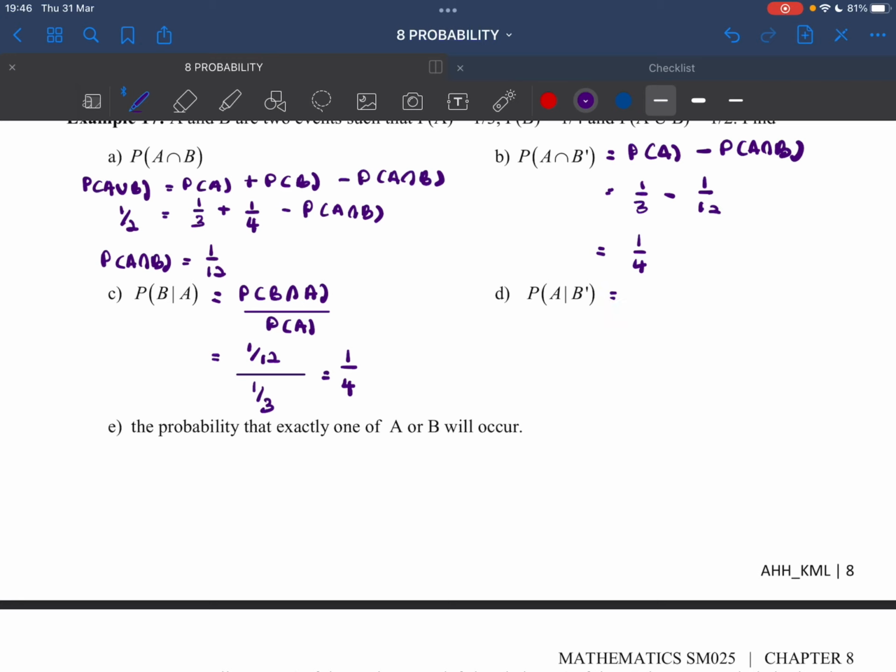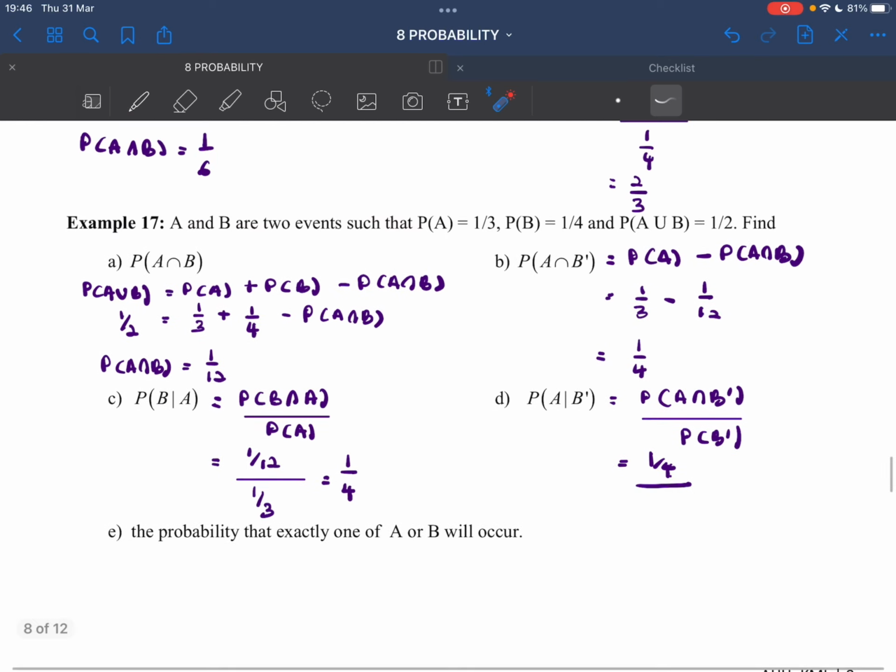P(A given B prime). So just follow the order. P(A intersect B prime). Below here is what is in the back, P(B prime). So how are we going to get P(A intersect B prime)? From question B, we have that, 1 over 4. And P(B prime), we have P(B), so you should know your P(B prime), which is 1 minus 1 over 4. So here we have 1 over 3.